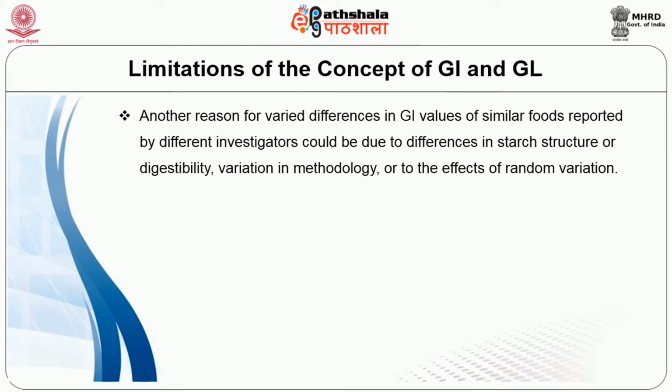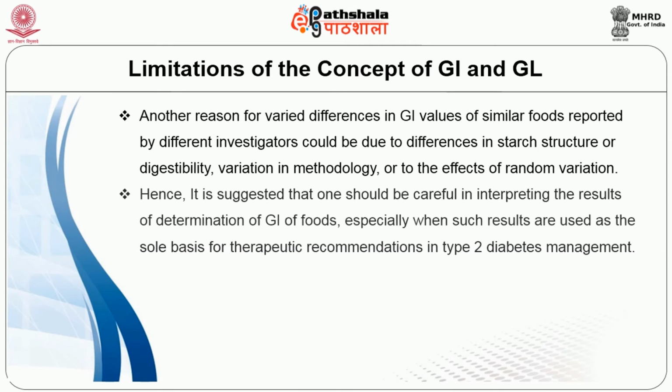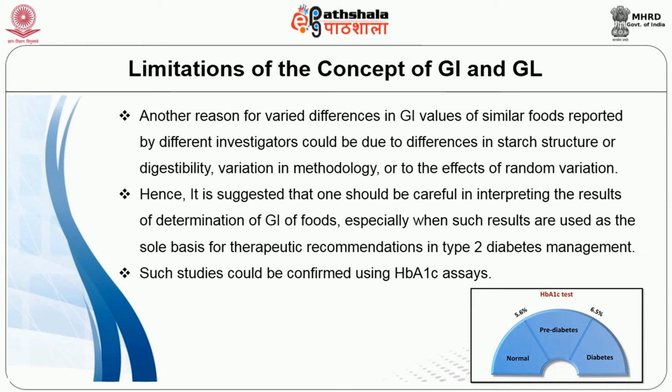And another reason for very different glycemic index values of similar foods reported by different investigators could be due to differences in starch structure or digestibility, variation in methodology, or to the effects of random variation. Hence, it is suggested that one should be careful in interpreting the results of determining glycemic index of foods, especially when such results are used as a sole basis for therapeutic recommendations in type 2 diabetes management. Such studies could be confirmed even using the HbA1c analysis assays.